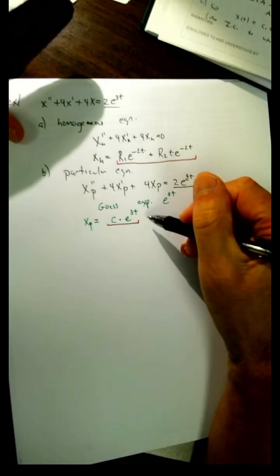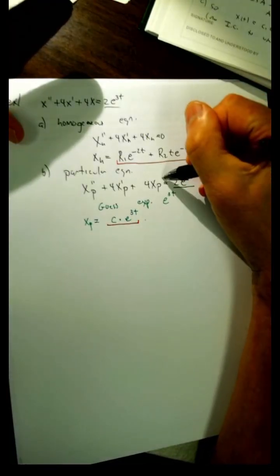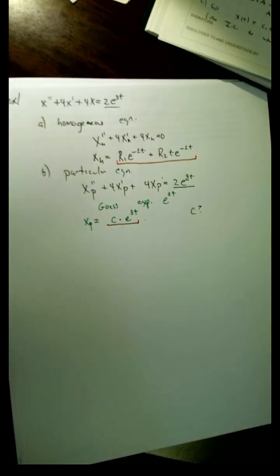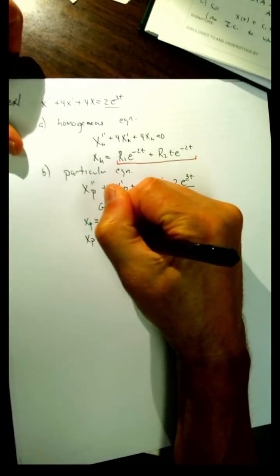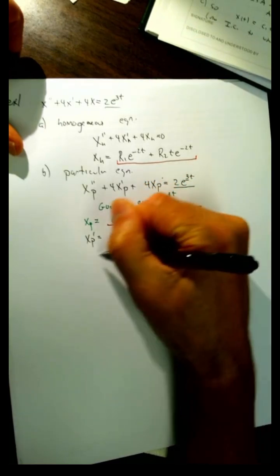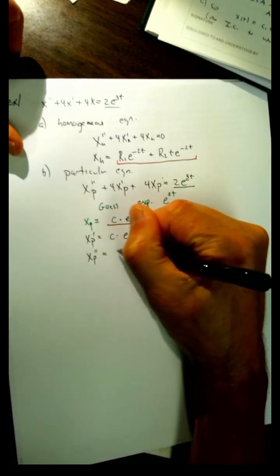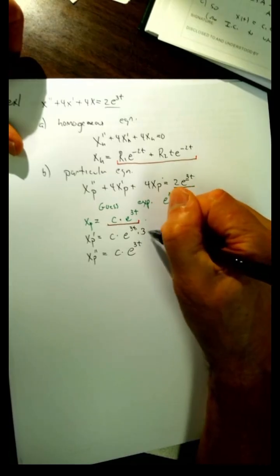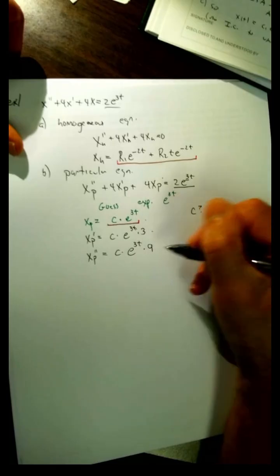So I'm going to plug this into my differential equation and ask, what does that imply about c? I'm going to need the first derivative. It's going to be c times e to the 3t times 3. You need the second derivative, so it's going to be c e to the 3t times 3 times another 3. So I'm going to get a 9.